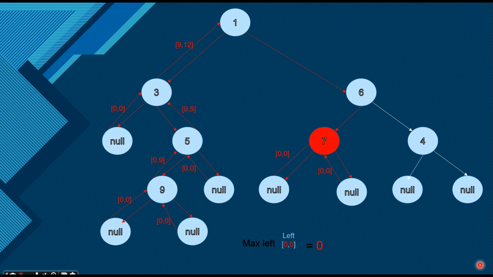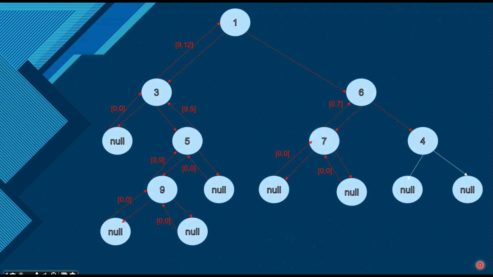We will calculate the max of left, that is 0, and the max of right, that is 0, resultant 0. That is max left plus max right, that is 0, and the second element will be left of 0 plus right of 0 plus 7, the current node, that will be 7. So we'll return 0 comma 7.